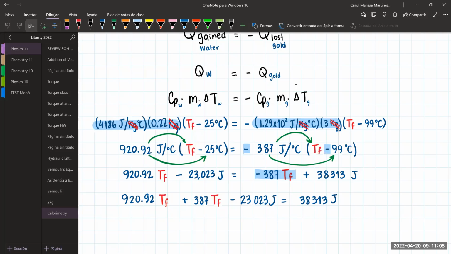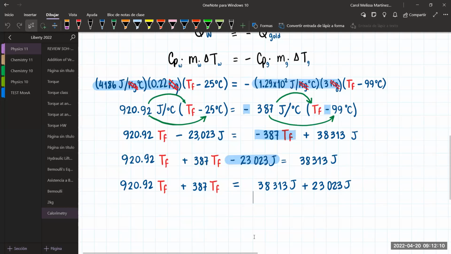Now take a look. This one from here, I need to move it, okay? I need to isolate it because I just need to leave TF alone. So the 23,023 over there is making a subtraction. So when you move it to the other side of the equation, it's going to be doing an addition, okay? So this is going to be equal to the 38,313 that you had there initially, and the joules that were subtracting, now on the other side, they are adding, plus 23,023 joules.